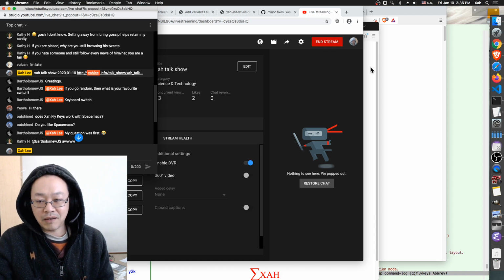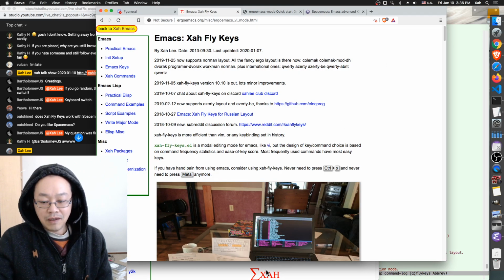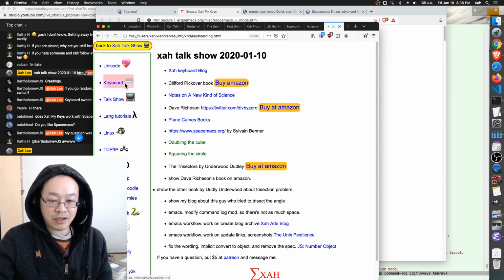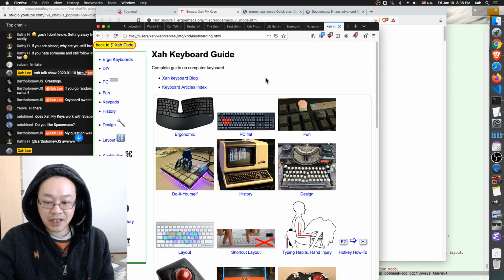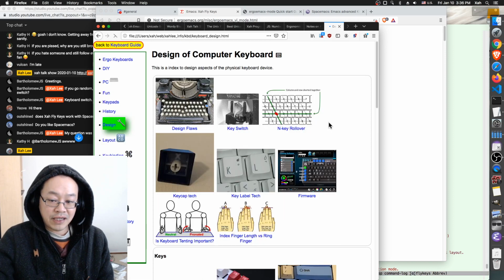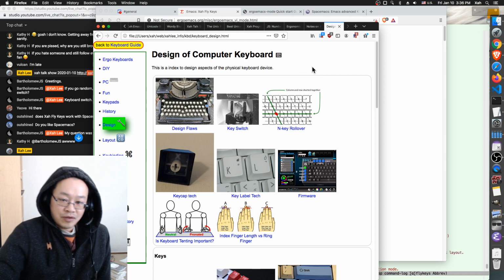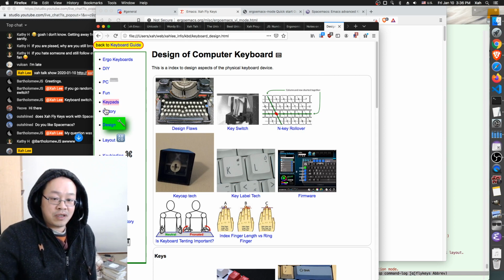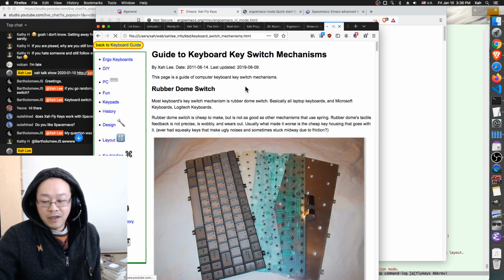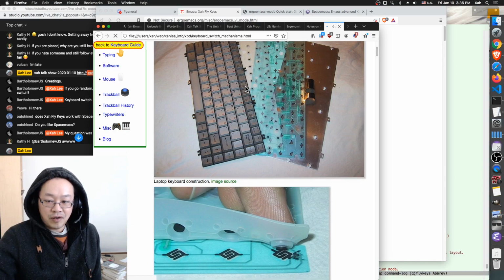Bart asks about key switches. Well, Bart, as far as you are concerned, I think you already know most of it. Go to my keyboard blog and go to design of computer keyboards, on the left panel over here. Then click key switch. This page tells you all about key switches.